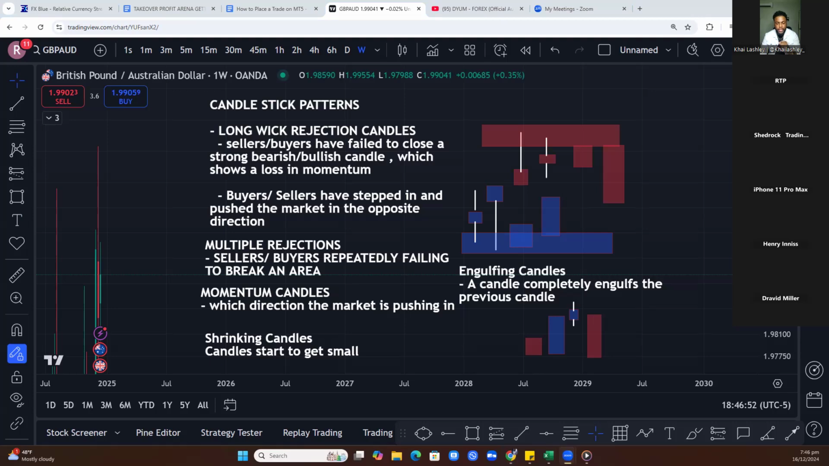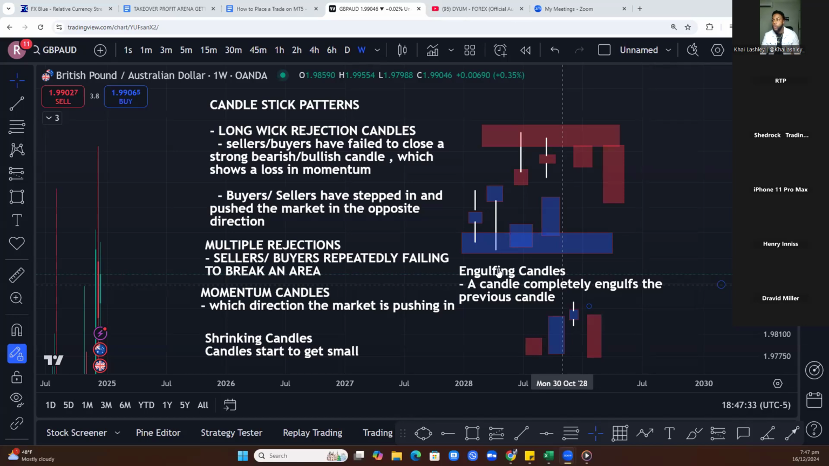Those can also be entry candles. So anytime you see price approaching these particular areas, you get long wick rejections, multiple rejections, momentum candles, shrinking candles, or engulfing candles, then number one, price is either looking to reverse, or two, the market is also looking to push in a particular direction. So it's either momentum or reversal. Everybody got that? Pretty simple so far.